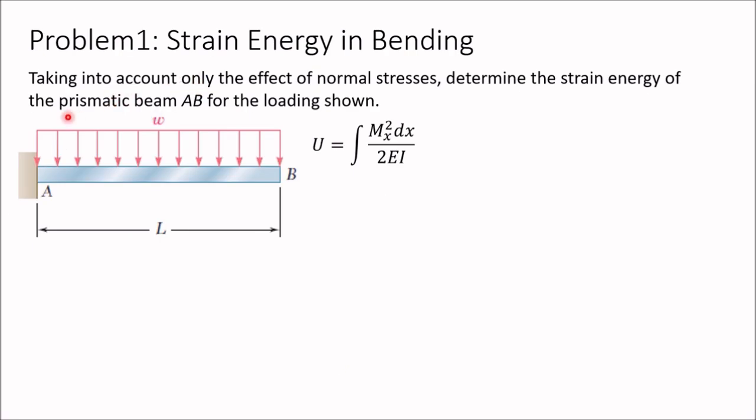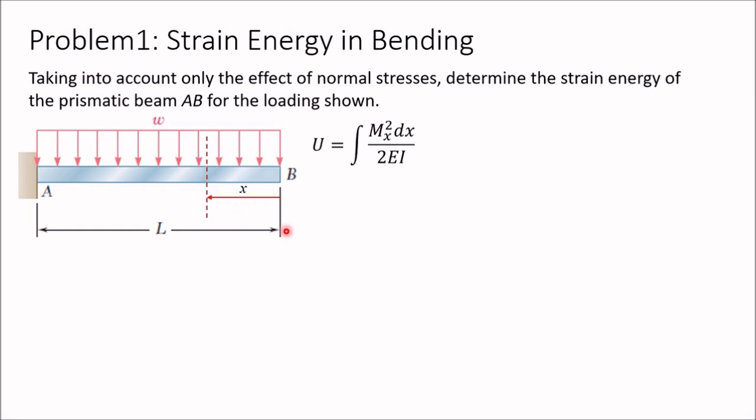So the first problem is: taking into account only the effect of normal stresses, determine the strain energy of the prismatic beam AB for the loading shown. Here this beam is a cantilever beam fixed at one end at A and free at B. It is subjected to a uniformly distributed load of w per unit length. Total length is L. The formula for strain energy will be the integration of Mx square dx upon 2 EI. From the free end we will take a small length dx.